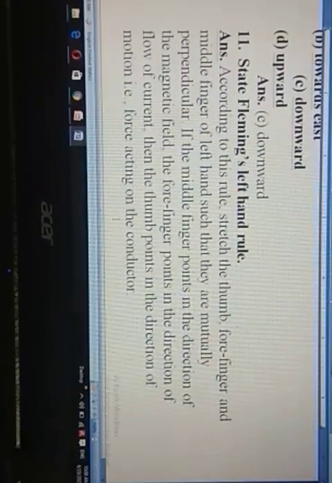Next question: a positively charged particle like an alpha particle projected towards the west is deflected towards the north by a magnetic field. Then the direction of the magnetic field is number 1, towards south, number 2, towards east, number 3, downward in direction, or number 4, upward in direction. So the answer will be downward in direction.